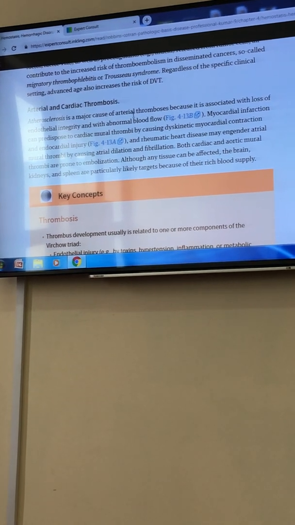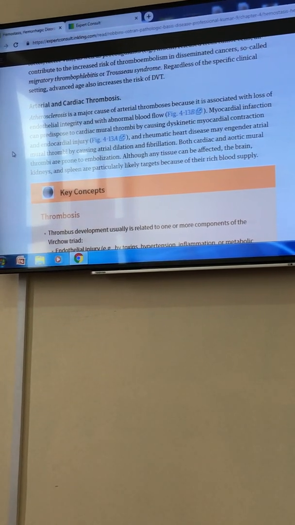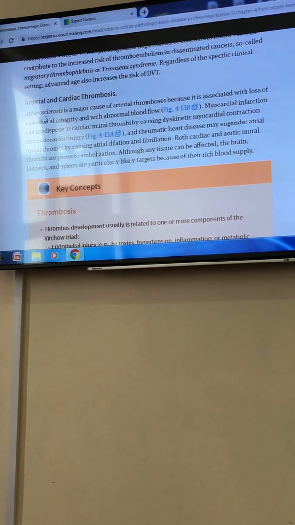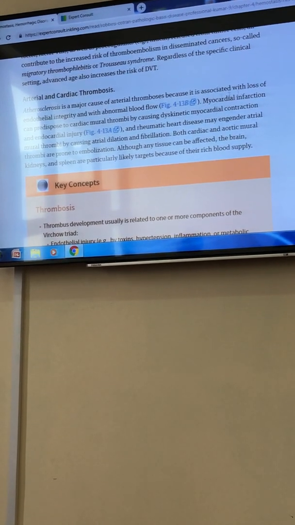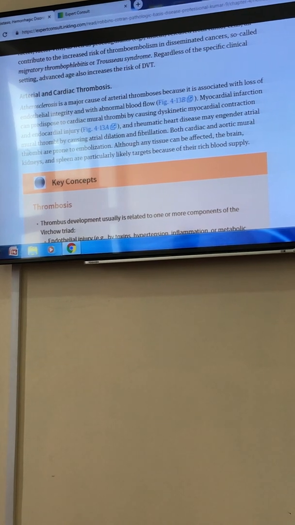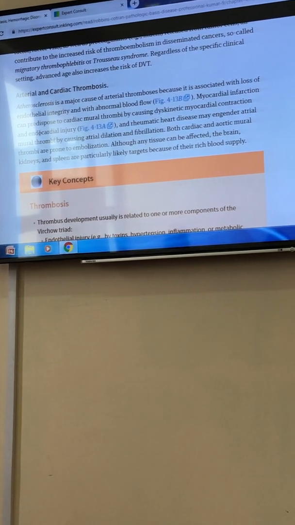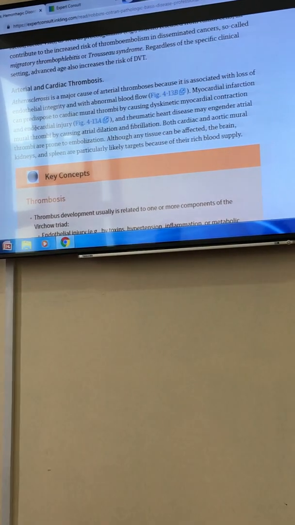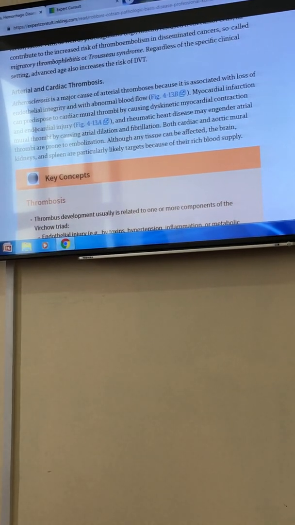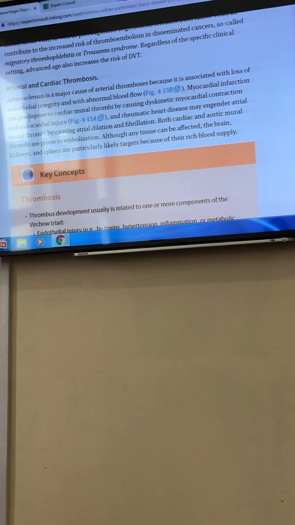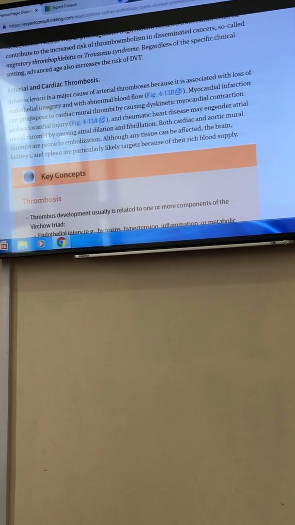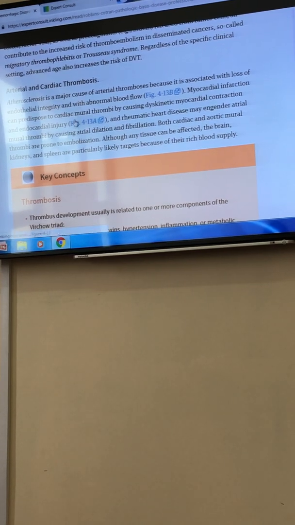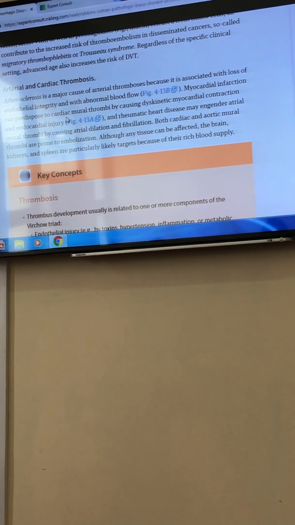Atherosclerosis is a major cause of arterial thrombosis. So the risk factor for arterial and cardiac thrombosis is atherosclerosis. And myocardial infarction also can predispose to cardiac thrombi. Some patients with myocardial infarction develop thrombosis in their heart. So one of the complications of myocardial infarction is cardiac mural thrombi.